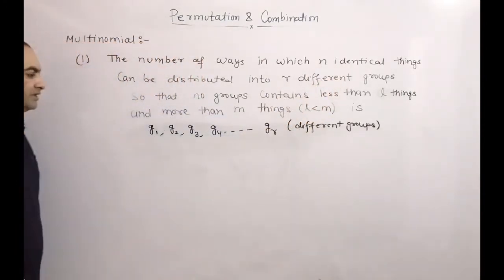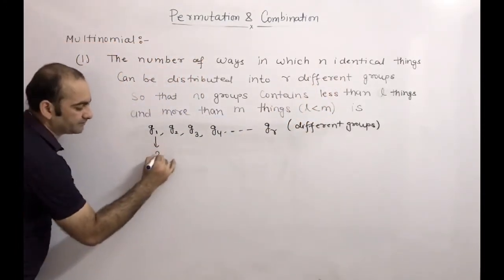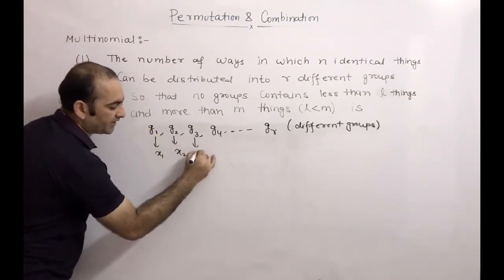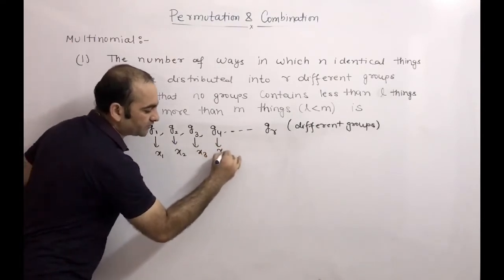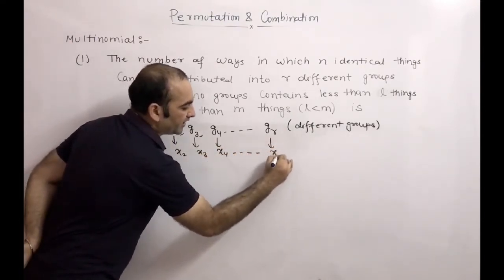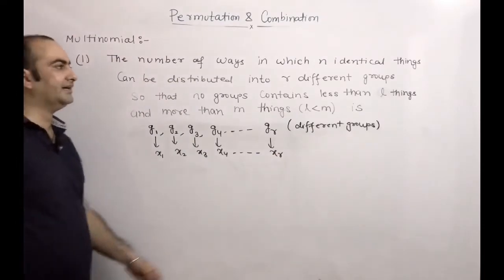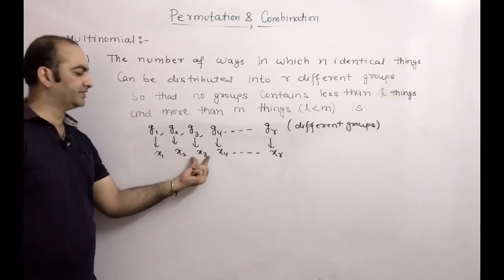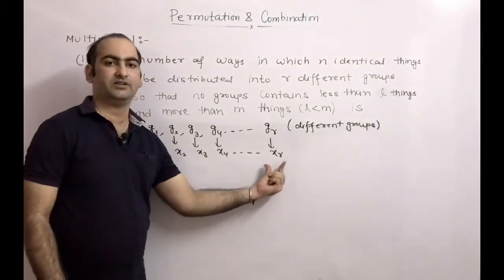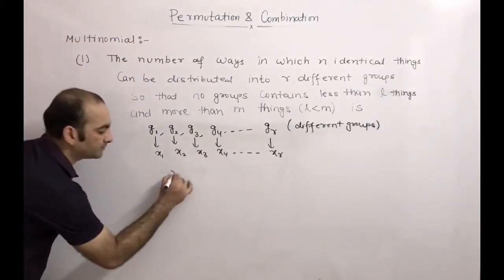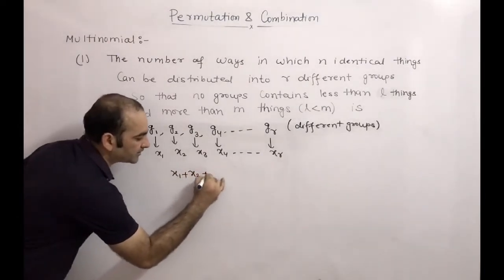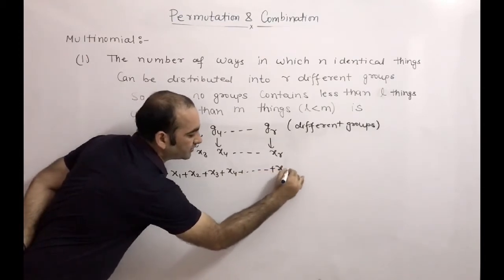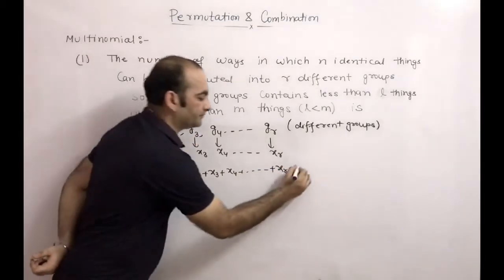Suppose the g1 group is getting x1 things, g2 is getting x2, g3 is getting x3, g4 is getting x4 and so on, gr is getting xr. So we have to distribute n identical things in such a way that g1 gets x1 things, g2 gets x2 things, g3 gets x3 things and so on, and gr gets xr things. So from here we can say that x1 plus x2 plus x3 plus x4 plus so on plus xr must be equal to n.